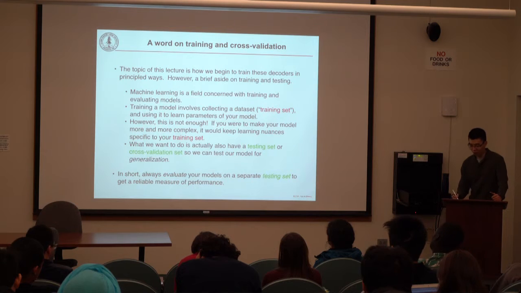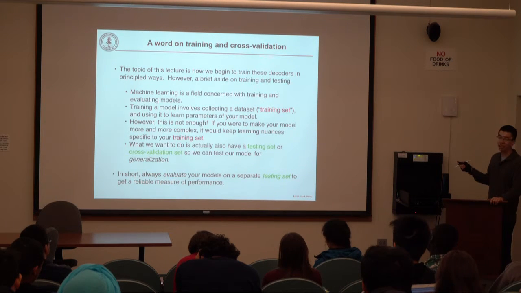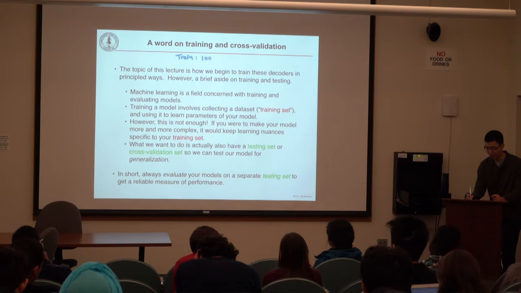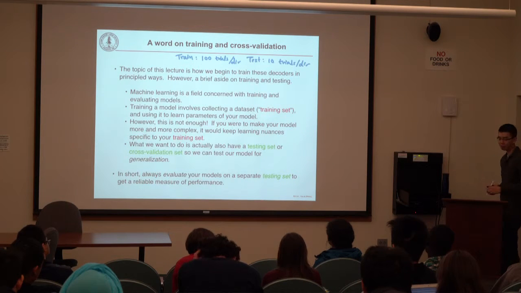All right, and then before we actually delve into some math, we're just going to give a brief word on training and cross-validation. This is something that you've encountered in homework number 3 already, where we asked you to create both a training data set, which had 100 trials per each direction, and a testing data set, which had 10 trials per direction. Does this sound familiar? Great. And so why do we do that?